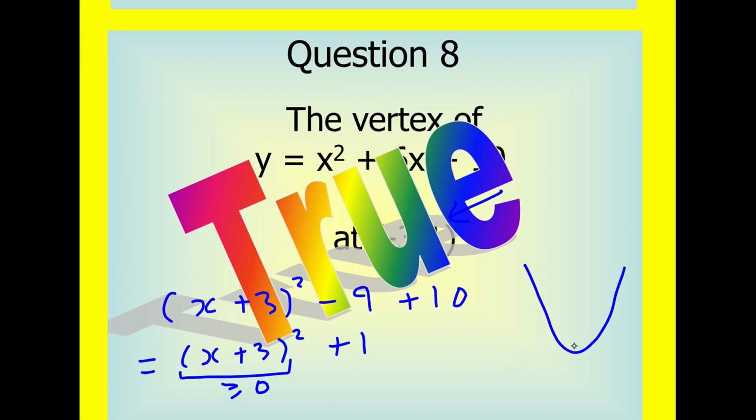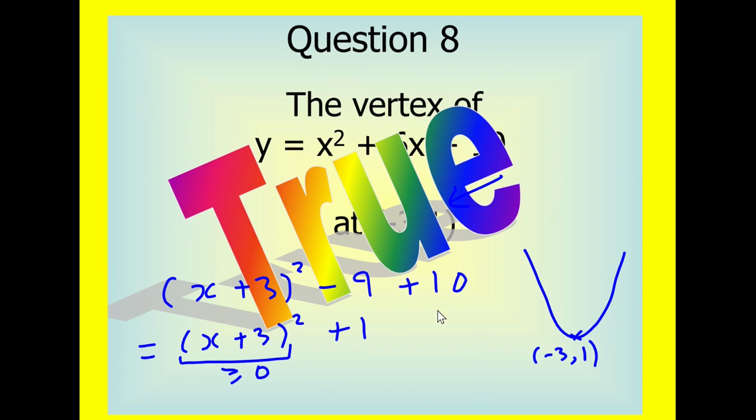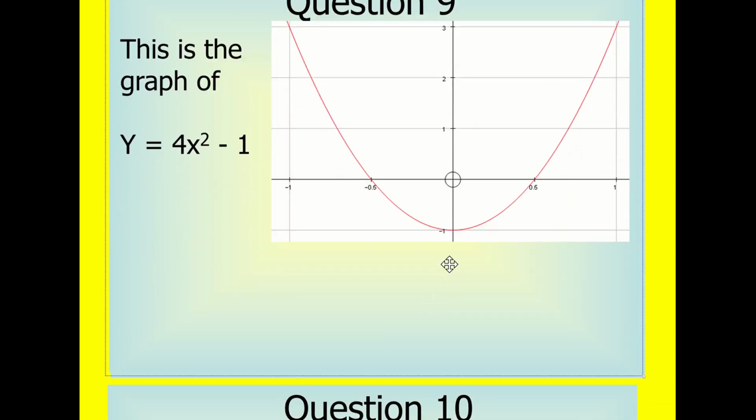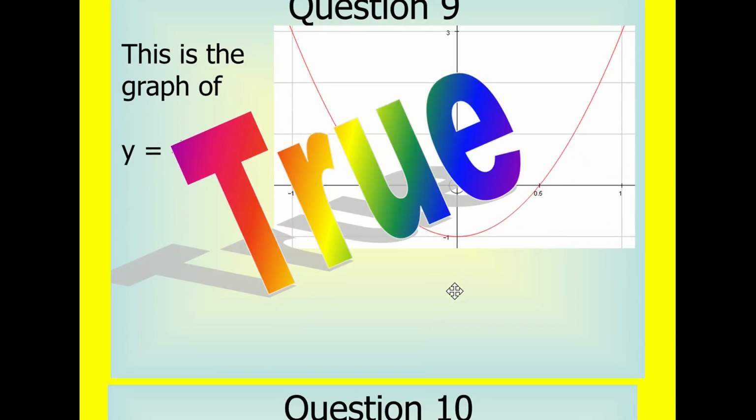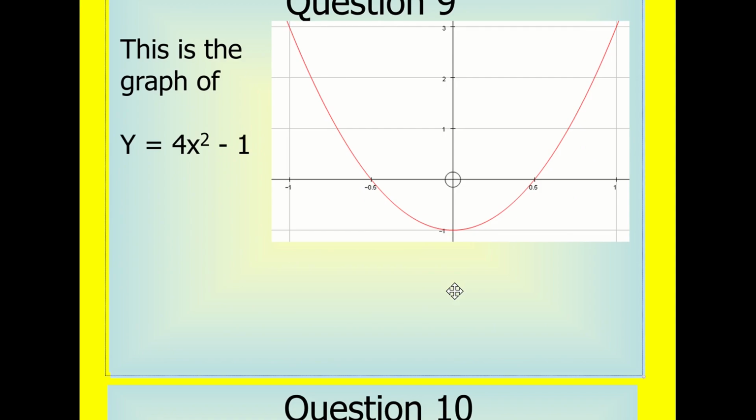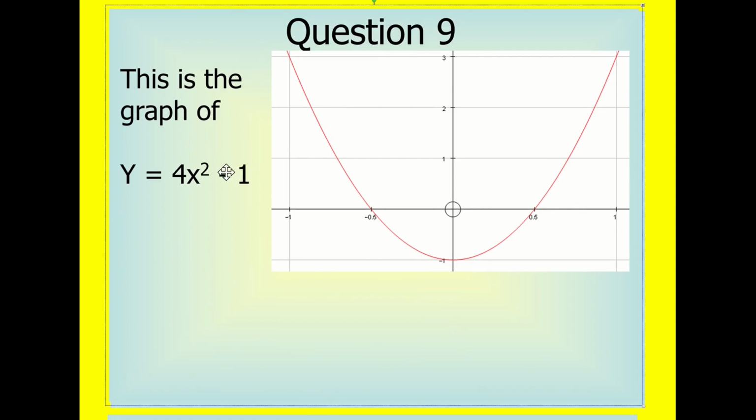And we could sketch that with the turning point, like so. Next, 9. This is true. At least it looks like it's true. We get the intercepts for free. The minus 1 goes here.